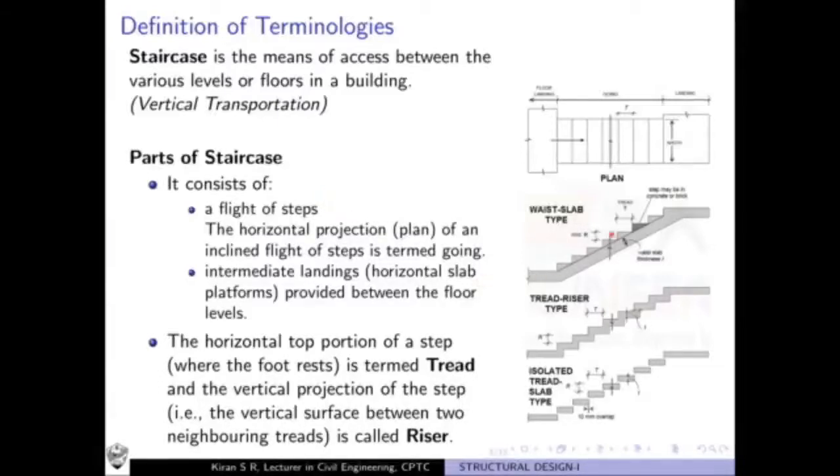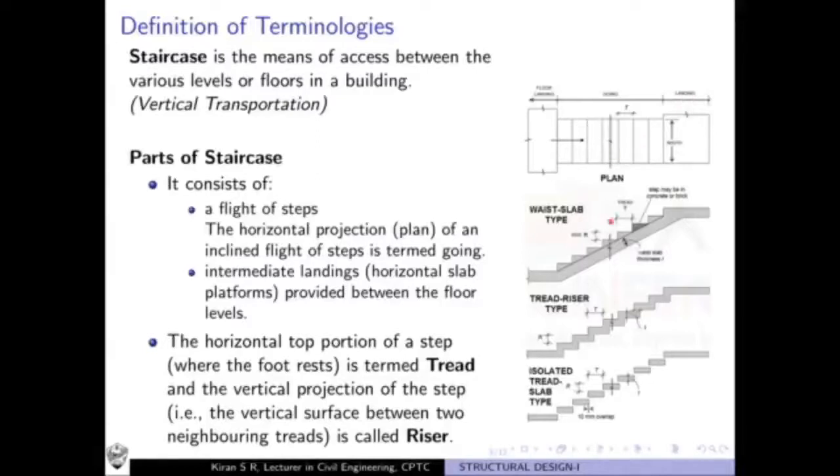The horizontal projection or the horizontal distance between the first and the last step of this flight of steps, we call by the name going. So going is nothing but the horizontal distance measured from the first to the last step of this staircase. The remaining space we call landing. The horizontal distance we call the width of landing slab.